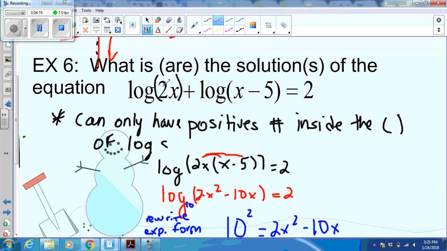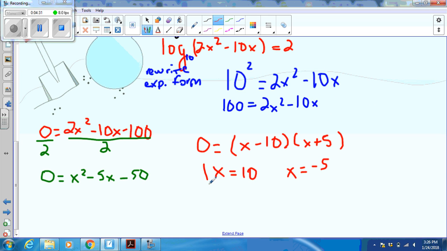So that was one of ours. So we do 2 times 10, we get 20. Well, that's a positive value inside our parentheses. So we're good to go there. If we plug 10 into this x, we get 10 minus 5. Well, once again, we get 5, and we get a positive value. So that means x equals 10 does work.